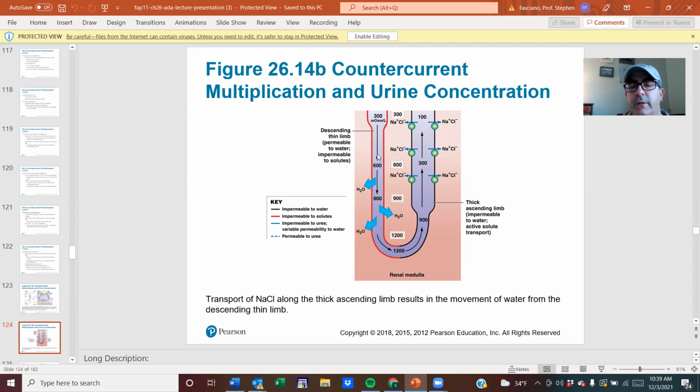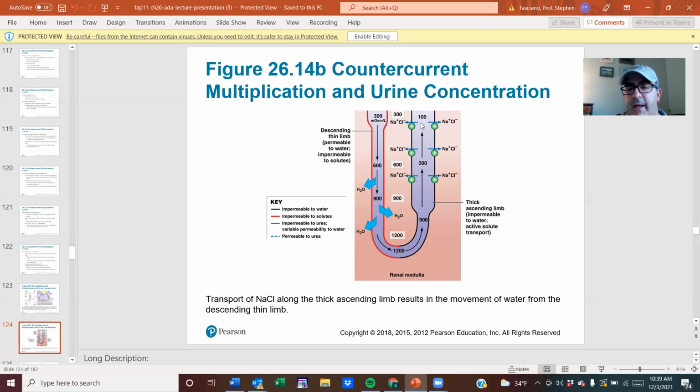As water's flowing out, what you're left with in here is more and more salt, right? So there's a certain amount of salt and water in here. If you keep taking away water, the salt becomes more concentrated. By the time you get down to here, it's highly concentrated. Now, as this fluid moves back up the ascending limb, the sodium and the chloride are being pumped out, right? There's a lot of salt in here, and the salt's being pumped out. So by the time this fluid gets back up to here, it's back to a low osmotic gradient again.